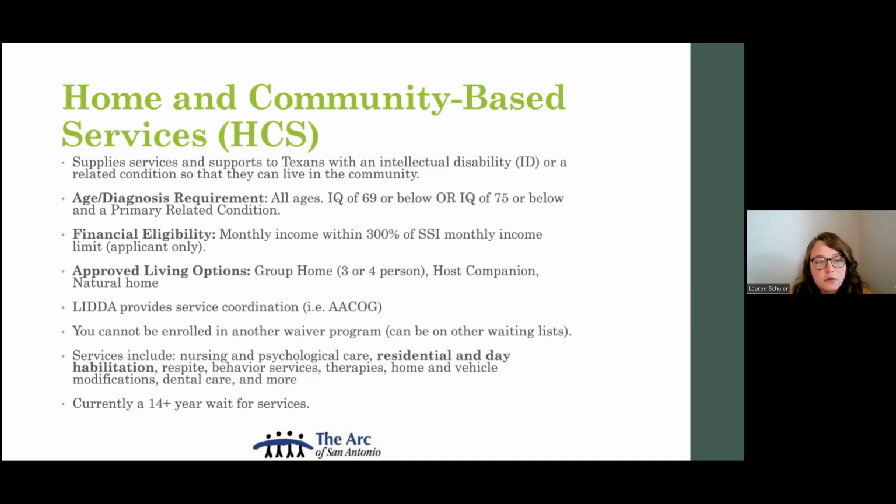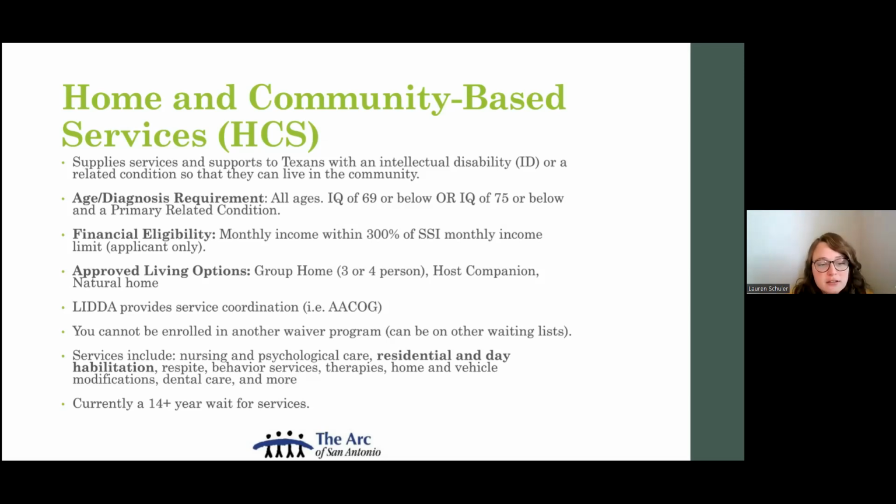Another important thing to note for HCS is the services are provided through your local intellectual disability authority. So that's going to be ACOG, like I mentioned, for Bexar County. They're going to be the LIDA. And then you cannot be enrolled in another waiver program at the same time, but you can be on other lists. You just can't be receiving waiver funding at the same time. So if you're receiving HCS waiver, you can't be enrolled in another program. But if your name comes up on another list, then you're going to have to choose between the 2.